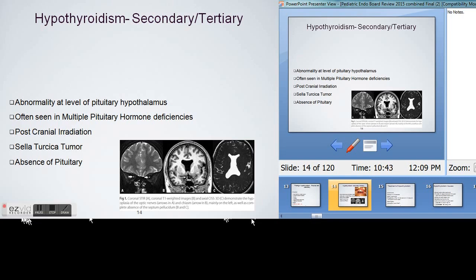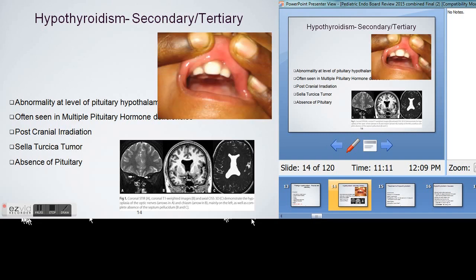Hypothyroidism can also be secondary. So remember, primary is in the gland, secondary or tertiary is in the hypothalamus and the pituitary. And typically, when we see that the patient has multiple pituitary hormones deficient, you might see it with a post cranial irradiation. You might see it with a sellar tumor because it's right in that area with the pituitary, or with an absent pituitary gland. Absent pituitary gland we see commonly with septo-optic dysplasia, where the patient doesn't have a septum pellucidum, they have very small optic nerves, and the pituitary gland is missing or hypoplastic in those patients.